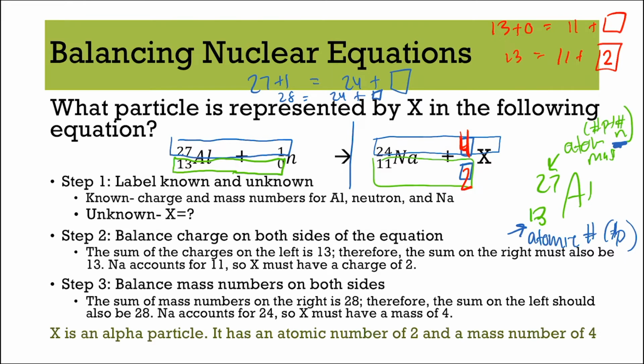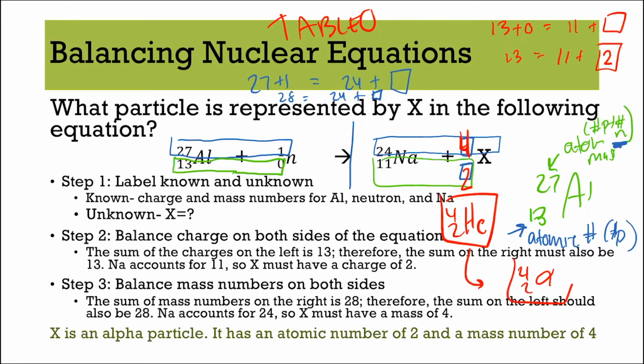But the question is, what is X? This is where table O comes into play. That X is your helium atom. It's also your alpha particle, which can be written both ways.